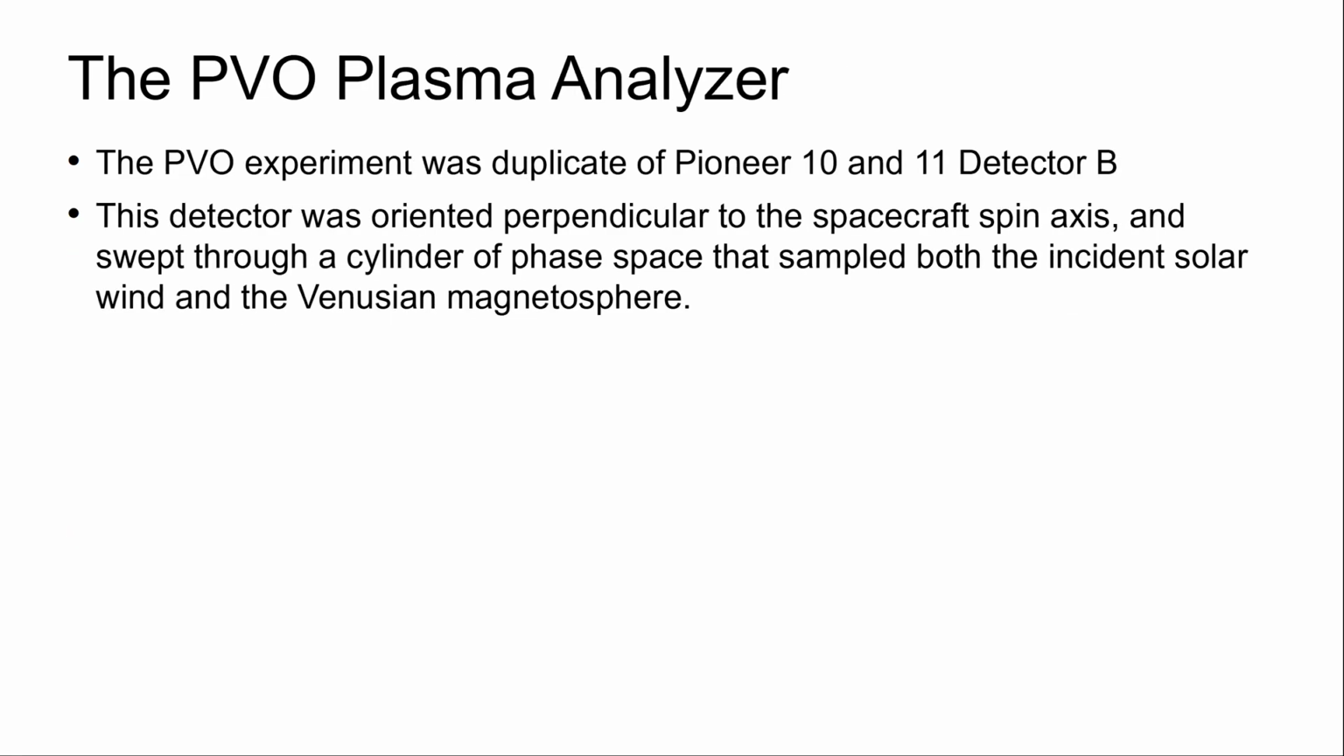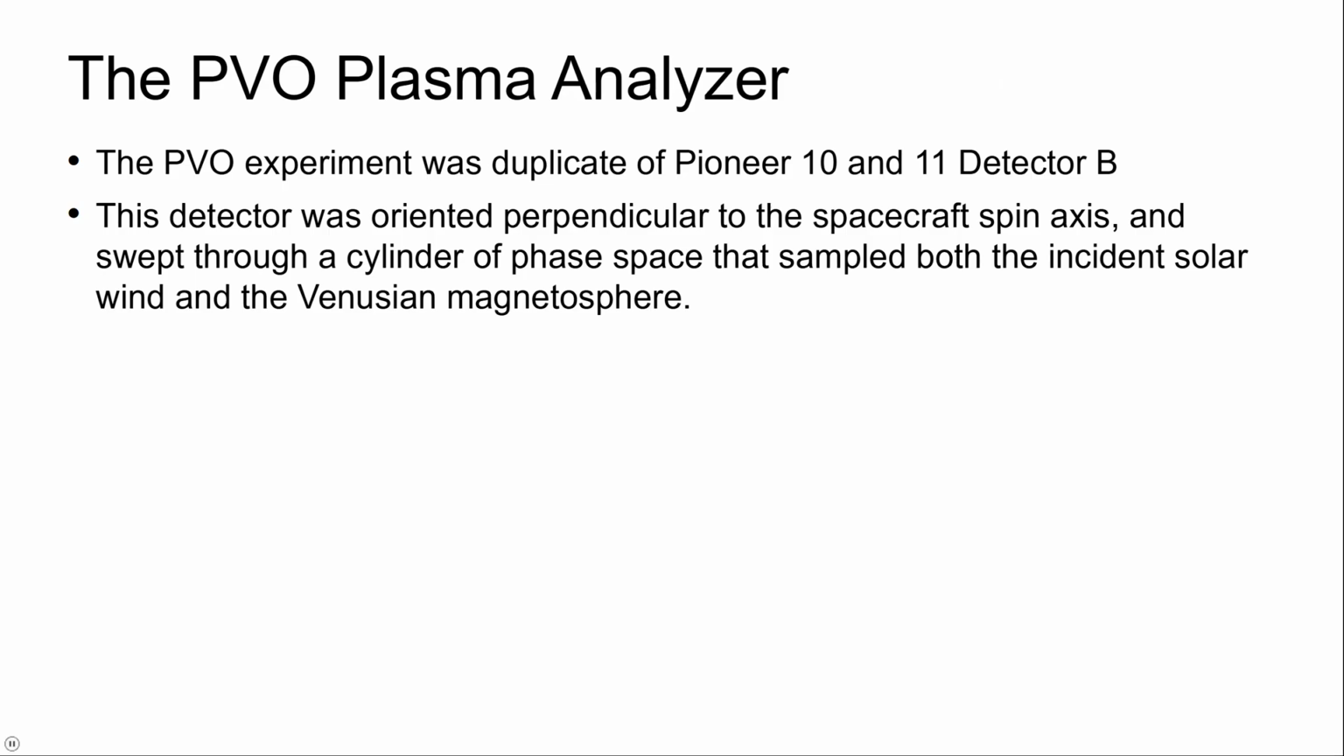The Pioneer Venus plasma analyzer was a duplicate of the Detector A's on Pioneer 10 and 11. Unlike those, it was oriented perpendicular to the spacecraft's spin axis, and it swept through a cylinder of space that sampled both the incident solar wind and the Venusian magnetosphere.